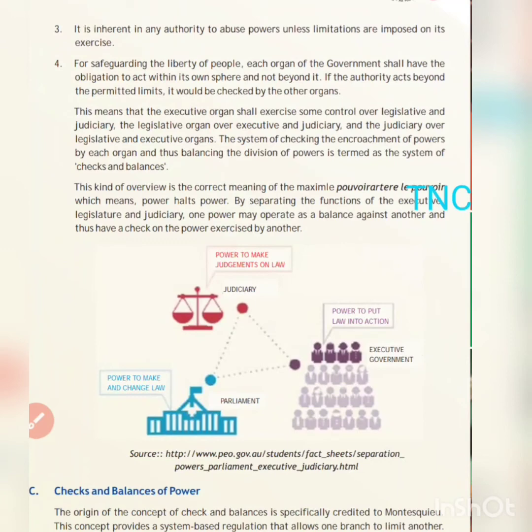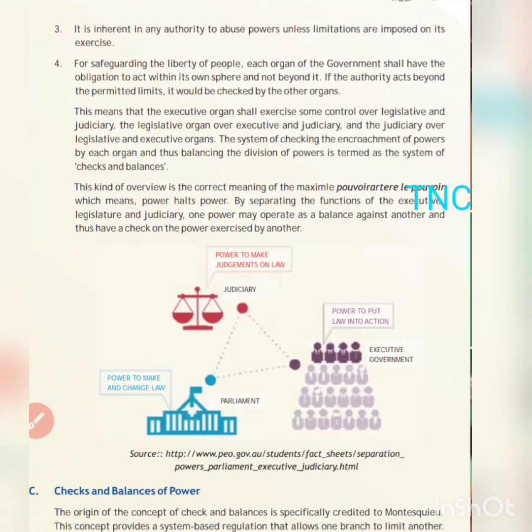This means that executive organs shall exercise some control over legislative and judiciary, legislative over executive and judiciary, and judiciary over legislative and executive organs. This system of checking encroachment of powers by each organ and balancing division of powers is termed as the system of checks and balances. So one organ can keep a check on the other two organs, and this system is known as checks and balances.